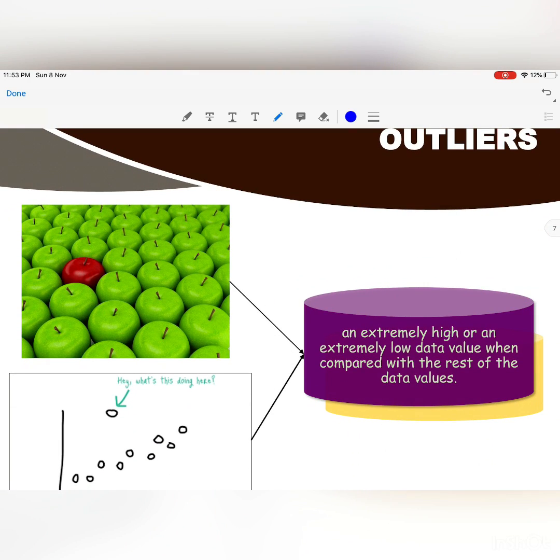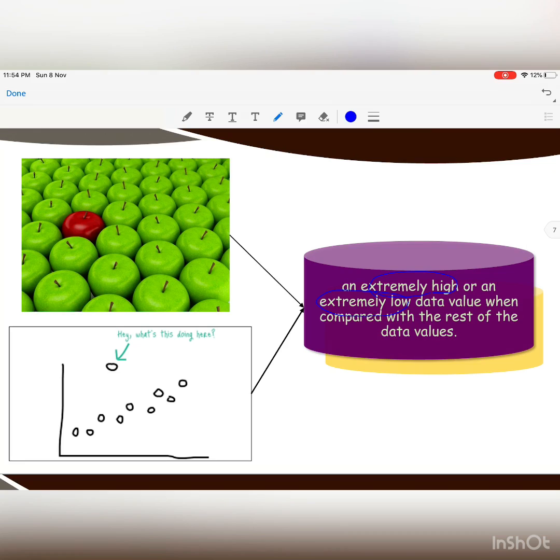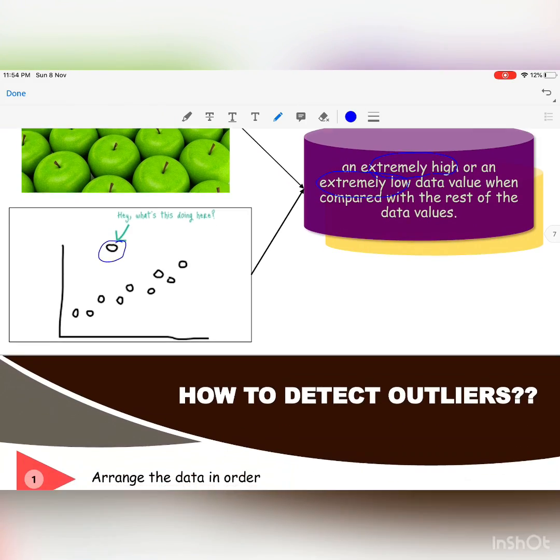So this is the definition of outliers. Outliers are extremely high or extremely low data values when compared with the rest of the data values. You can see in the graph here that we have outliers.